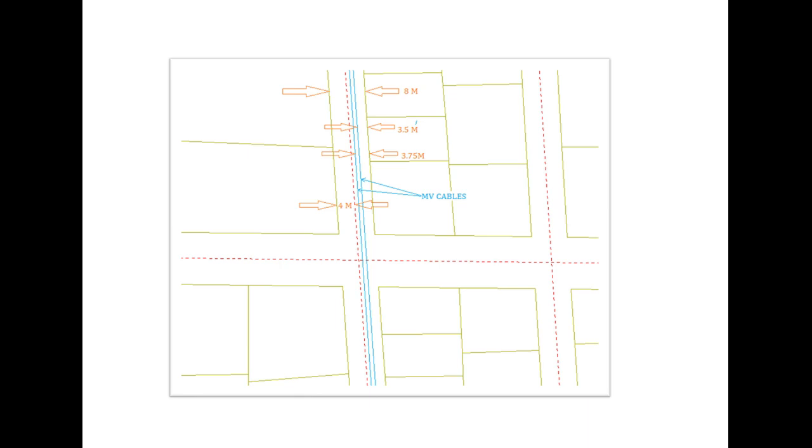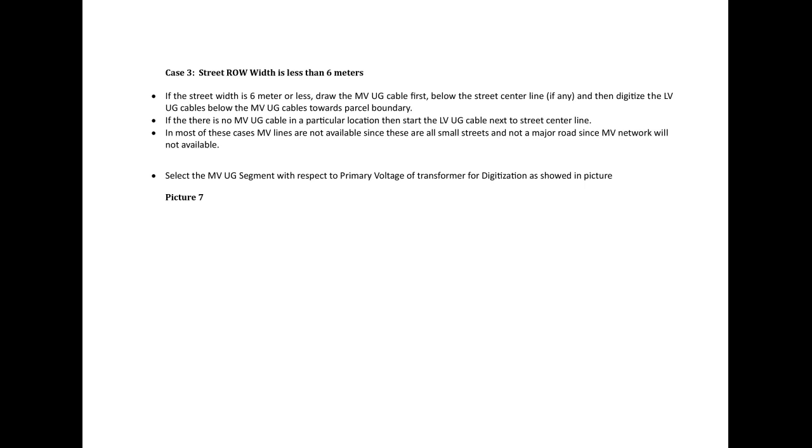Picture 6. Case 3, street row width is less than 6 meters. If the street width is 6 meters or less, draw the MV-UG cable first, below the street center line, if any, and then digitize the LV-UG cables below the MV-UG cables towards the parcel boundary. If there is no MV-UG cable in a particular location, then start the LV-UG cable next to the street center line. In most of these cases MV lines are not available, since these are all small streets and not major roads.